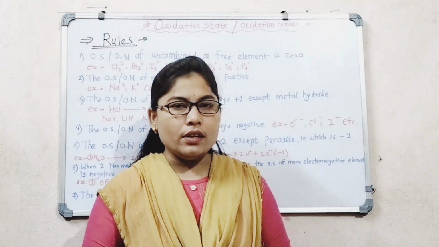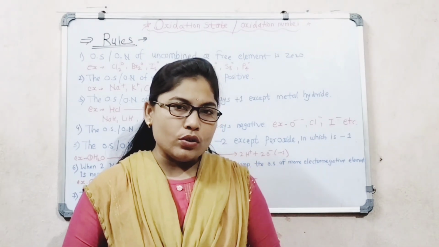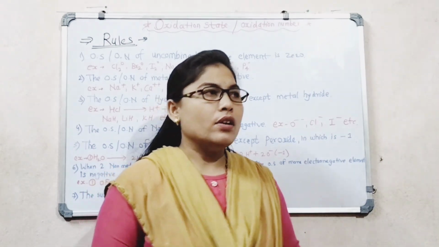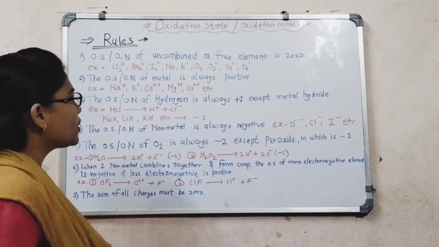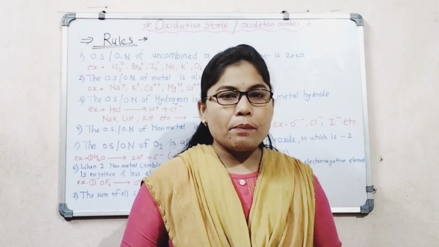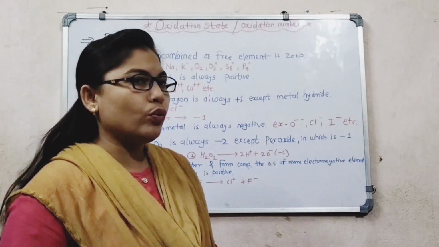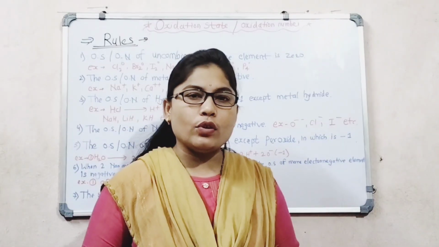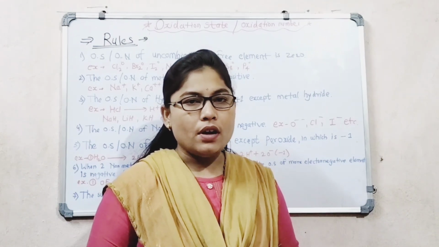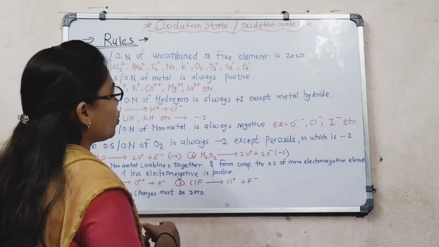So first of all, we see the rules to assign the oxidation state or oxidation number. There are several rules to assign the oxidation state of an element, but the first rule is that the oxidation state of an uncombined or free element is 0. That means Cl2, Br2, I2, Na, O2, O3, S8, P4, these free elements all have 0 oxidation state. Then the second rule is that the oxidation state of a metal is always positive.